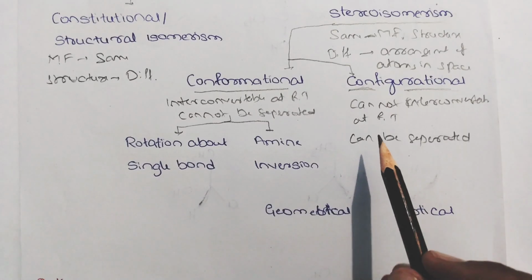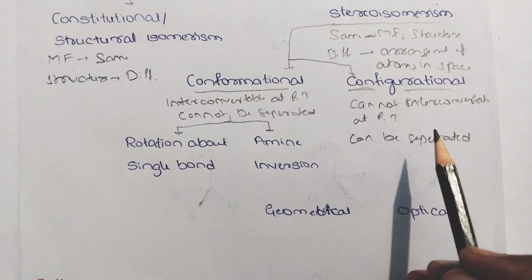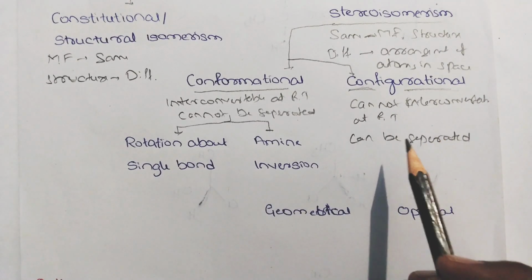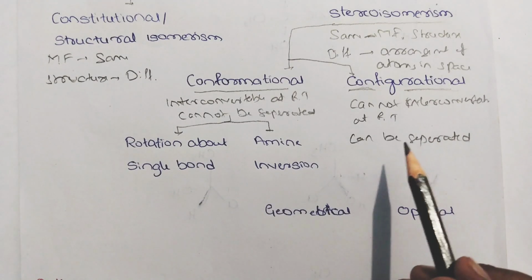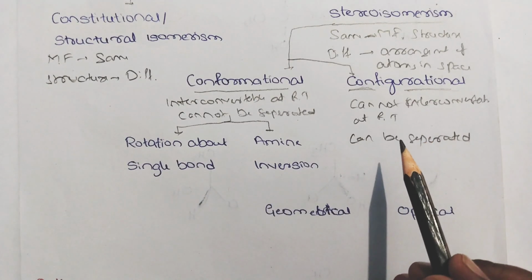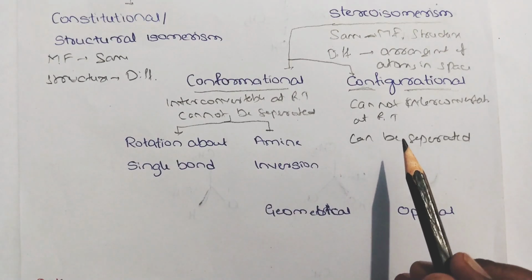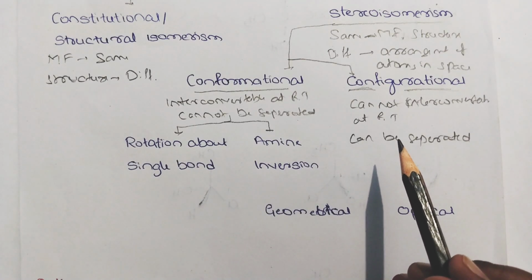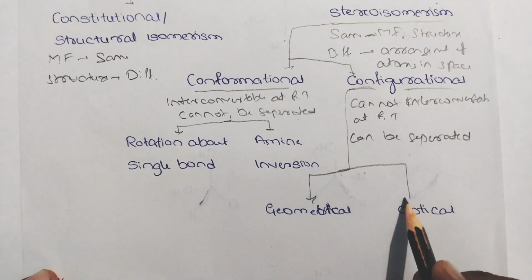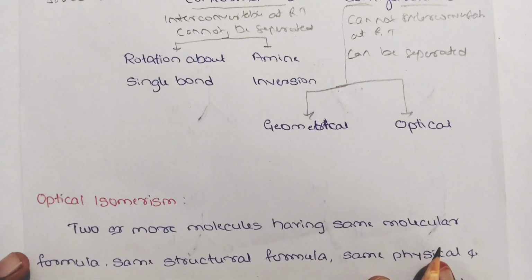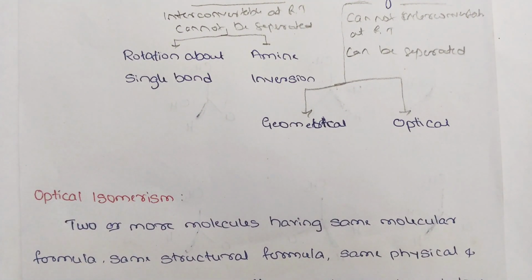Configurational isomers are two or more molecules having the same molecular formula and structure, but these isomers do not interconvert rapidly at room temperature, and because of that these isomers can be separated. These are called configurational isomers. Configurational isomerism is subdivided into two parts: one is geometrical isomerism and the other one is optical isomerism.